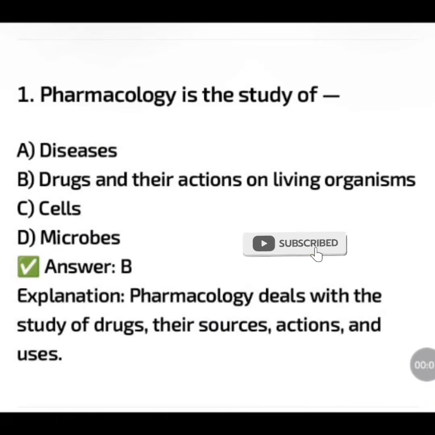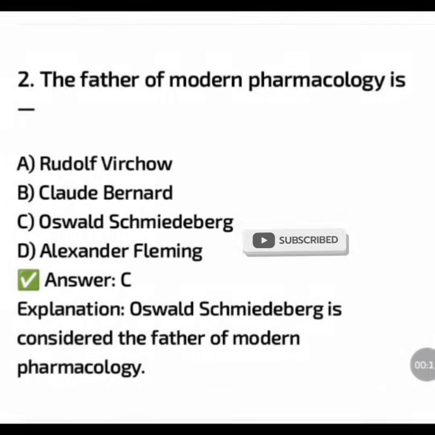Pharmacology is the study of diseases, drugs, and their actions on living organisms, cells, microbes. The correct answer is option B, drugs and their actions on living organisms. Pharmacology deals with the study of drugs, their sources, actions, and uses. The father of modern pharmacology is Rudolf Virchow, Claude Bernard, Oswald Schmiedeberg, Alexander Fleming. The correct answer is option C, Oswald Schmiedeberg is considered the father of modern pharmacology.